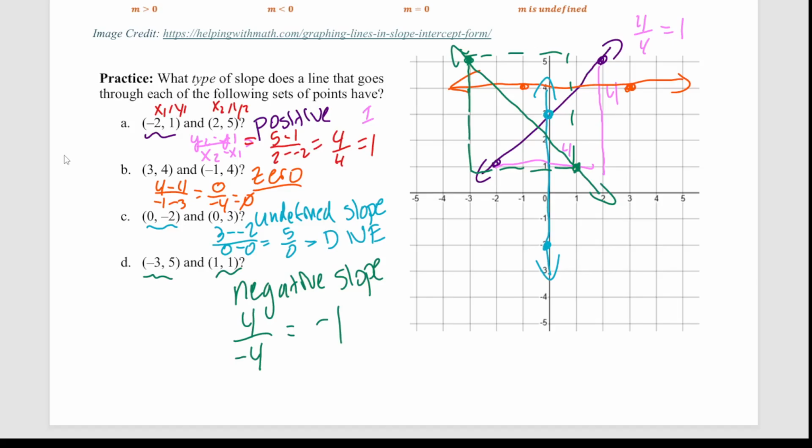Or if you were to formally plug into the equation, you would get 1 minus 5 over 1 minus -3 to get you -4 over 4.